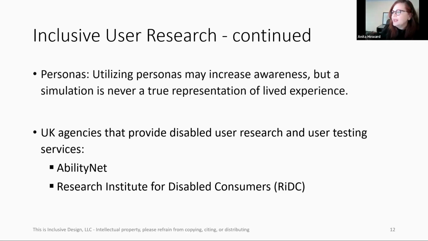Some UK agencies that do provide disabled user research and user testing services, an organization called AbilityNet, and there's another one called Research Institute for Disabled Consumers. And I personally have experience with AbilityNet. They're an amazing resource. They offer many free resources, tools and training and webinars, and they do have some paid services as well, but that one is one that I'm familiar with. And a dear friend of mine is also an active volunteer with AbilityNet in Edinburgh. It's just great.